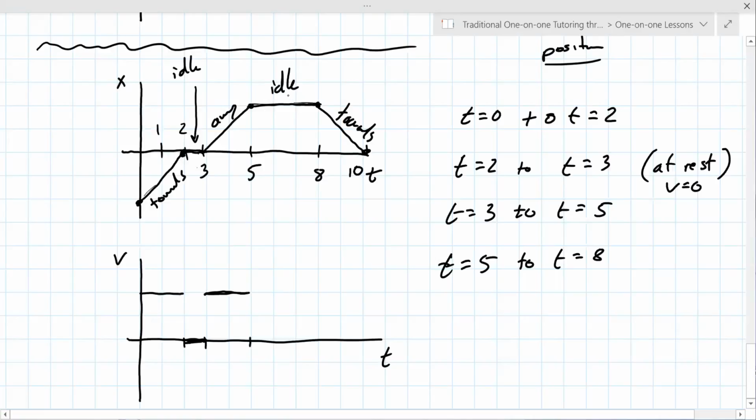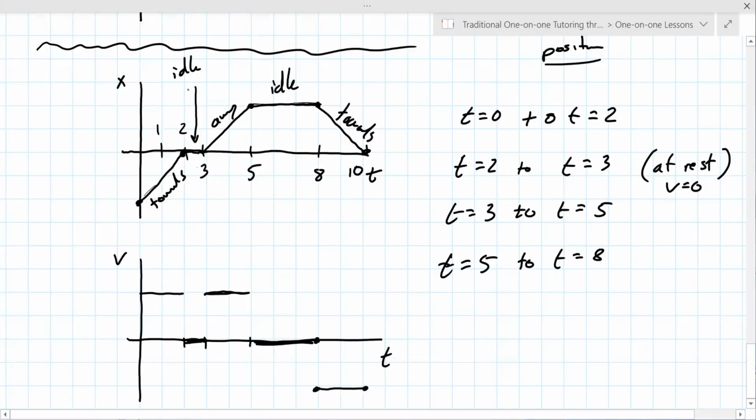This idle time, what's the slope of it? 0. So that's where you can say things like it's away from the origin and it's at rest, or not moving. Okay. Towards, what kind of slope does this have? Positive or negative? Negative. So that looks something like this.